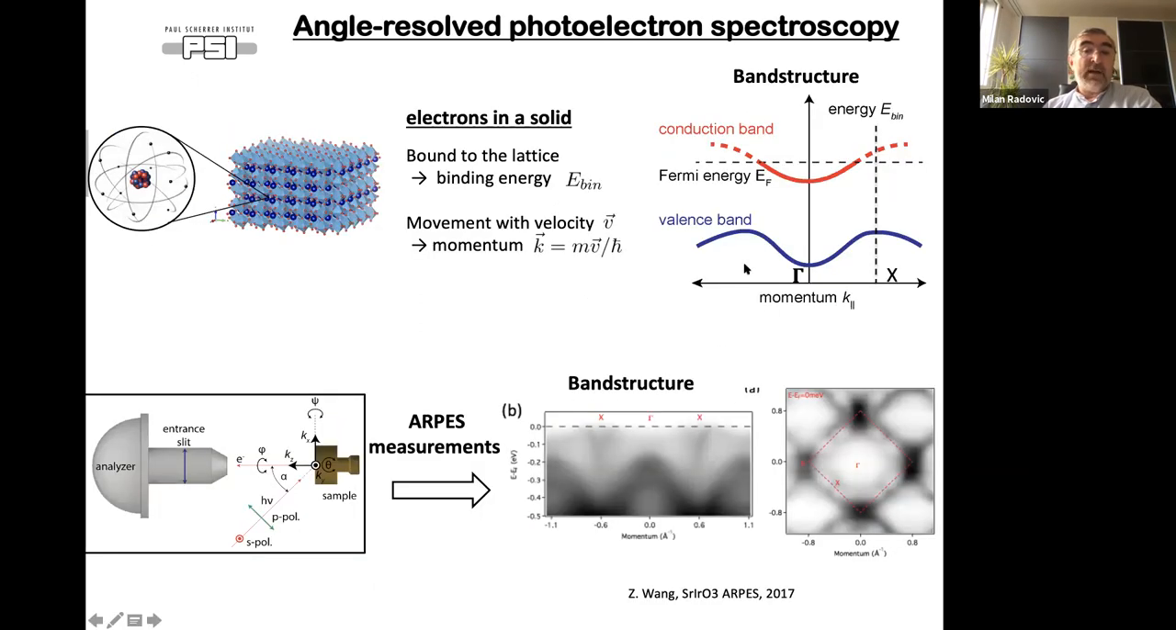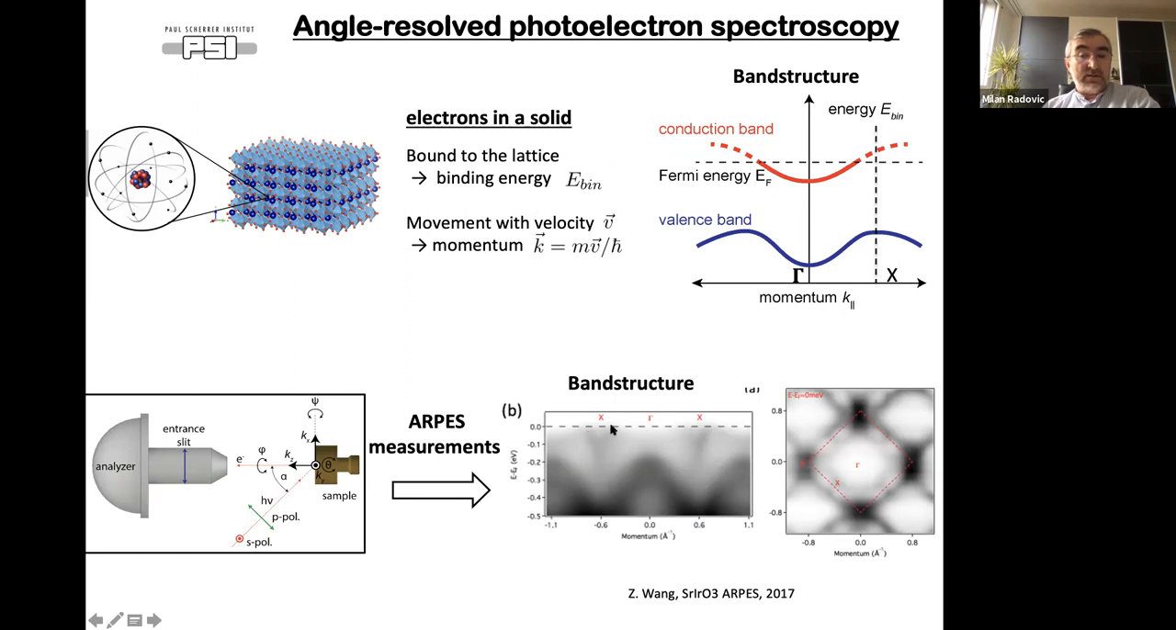So how does it really work? If I have a band structure as, for example, the valence band dispersing like that, and the conduction band dispersing like that. If I have a good tool, and I will not go into details, good tool, which means I'm able to analyze emitted electrons well in the angle and well in the energy, I will get something which is called band structure.